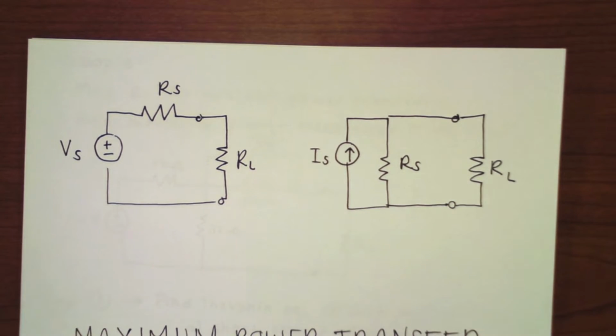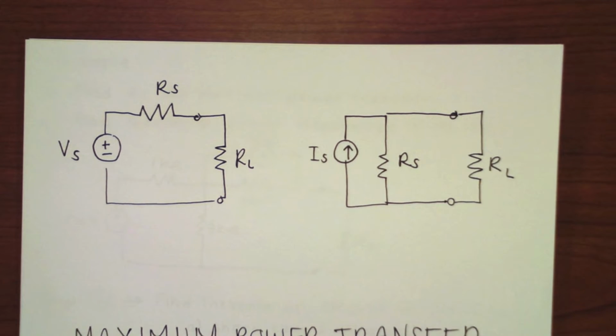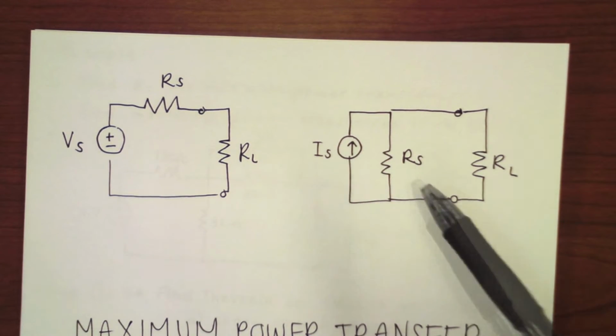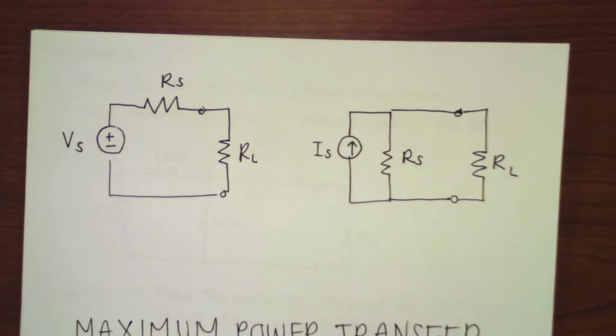Okay, so first of all, every real source has what we call an internal resistance or an output source resistance, as you can see right here for this voltage source and right here for this current source. This is denoted as RS in series with the voltage source like you can see on the left, and RS in parallel with the current source as you can see on the right.